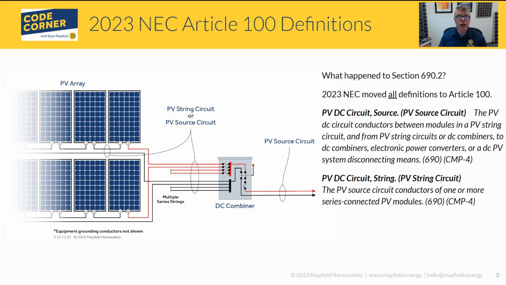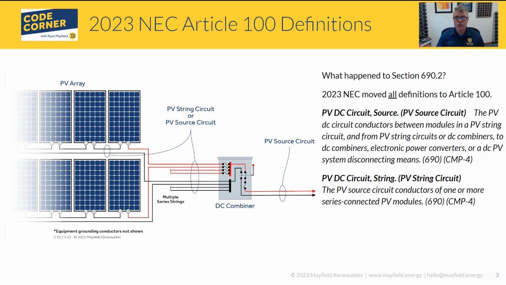So 690.2 is where those definitions used to live for PV specific systems. And so we're going to go look at them in Article 100. There's two here that I wanted to highlight, to bring to your attention in this very specific case. There's multiples that are worth going and looking at, but these two very specifically, because they relate to the images we're going to look at here in a minute. The two that were changed, one was changed, one was an add.